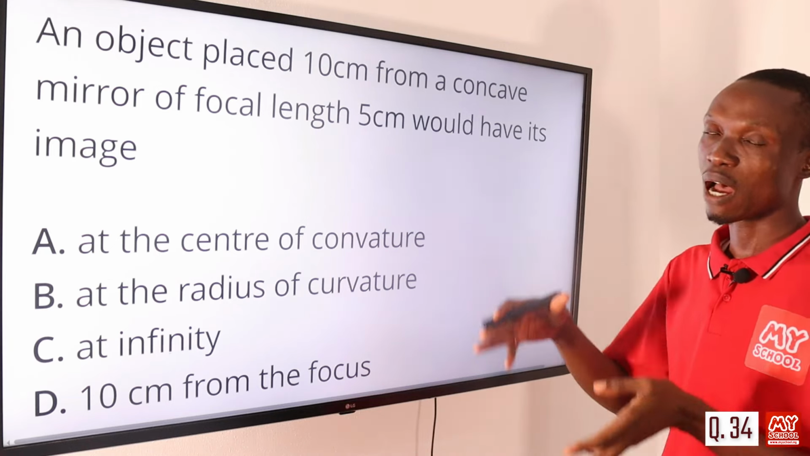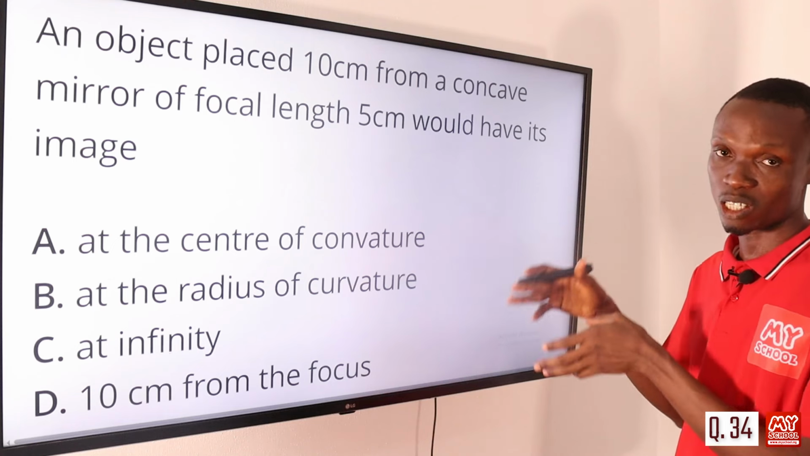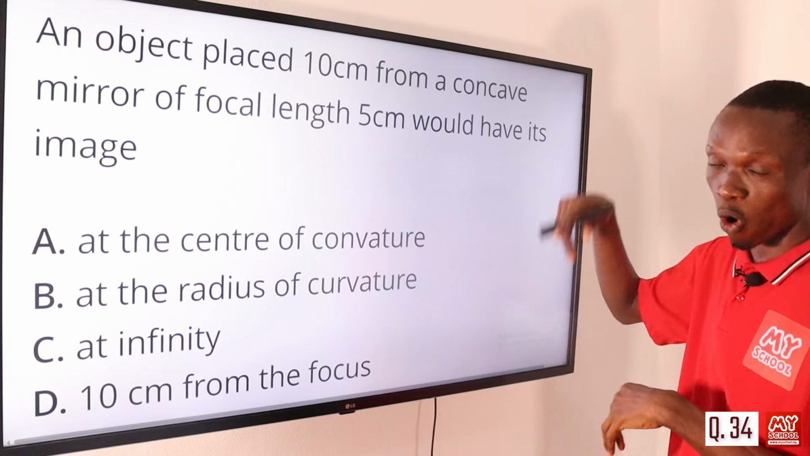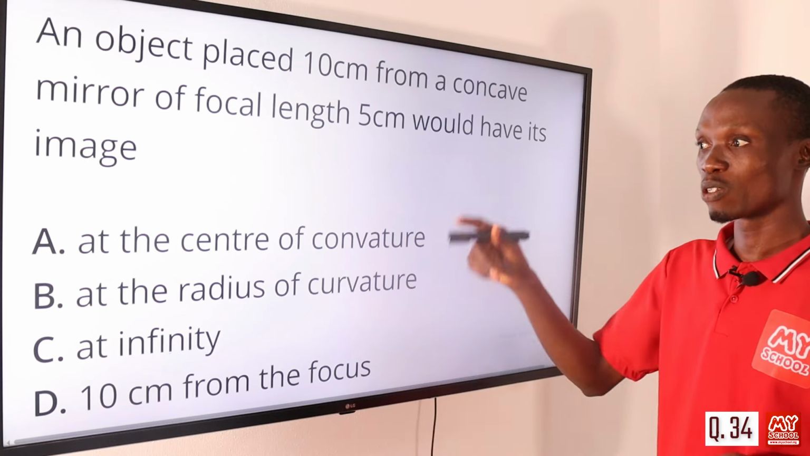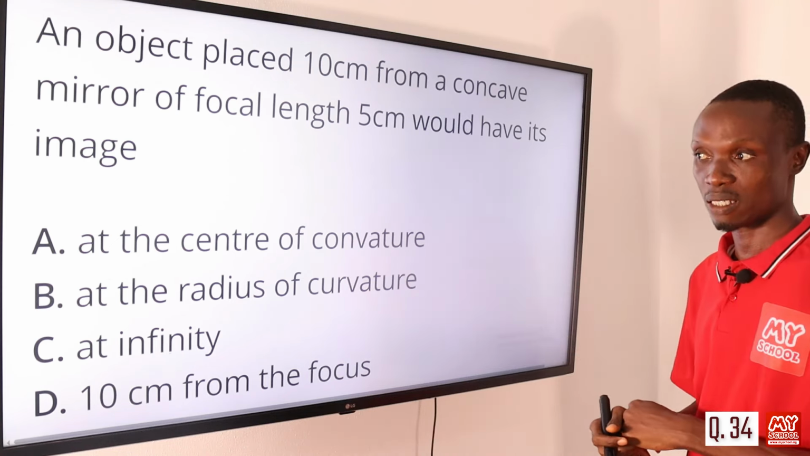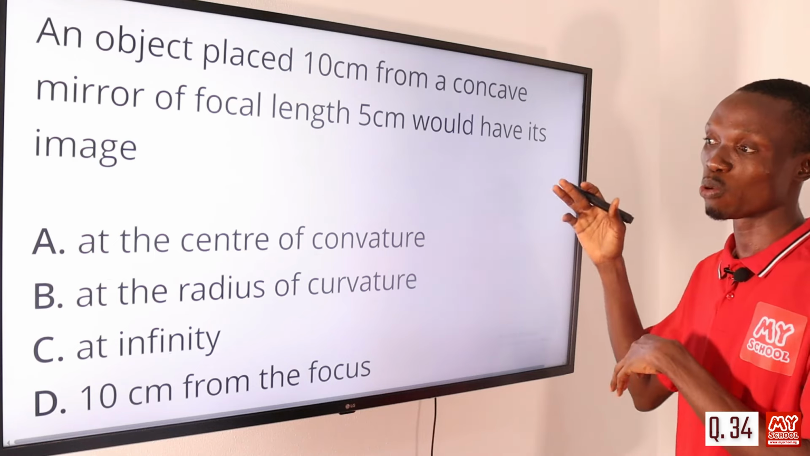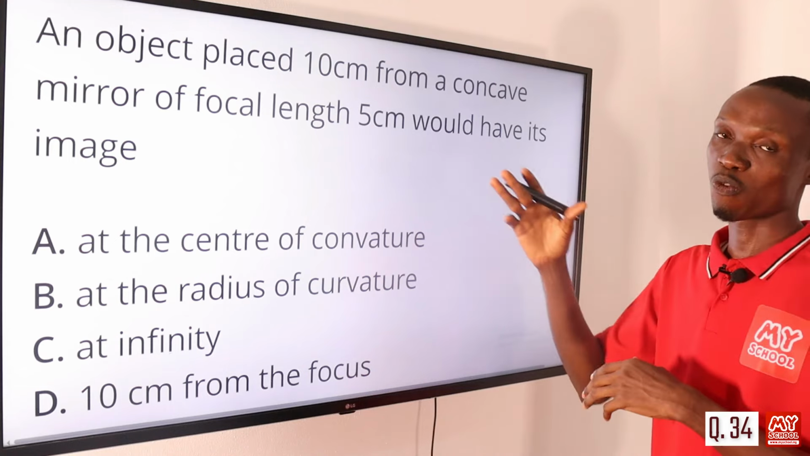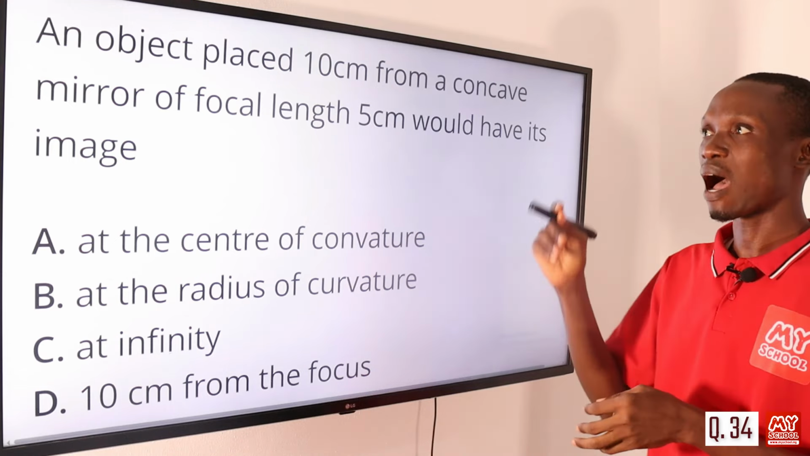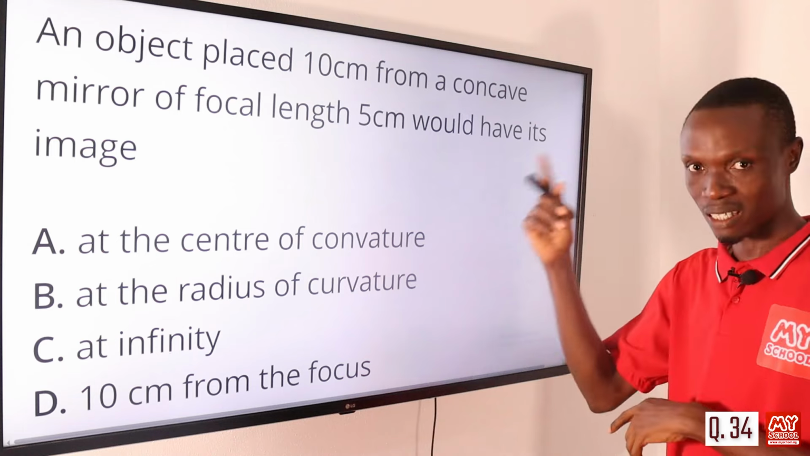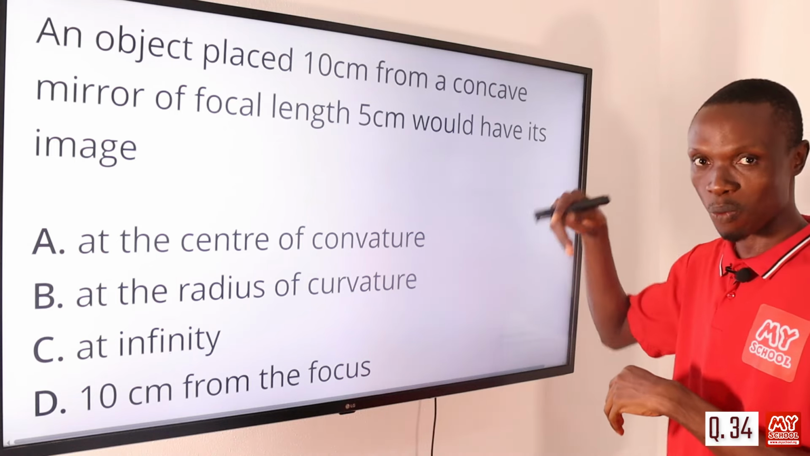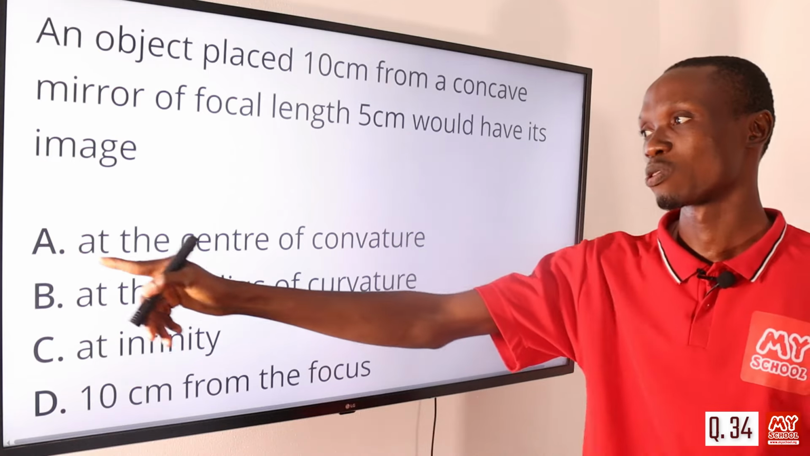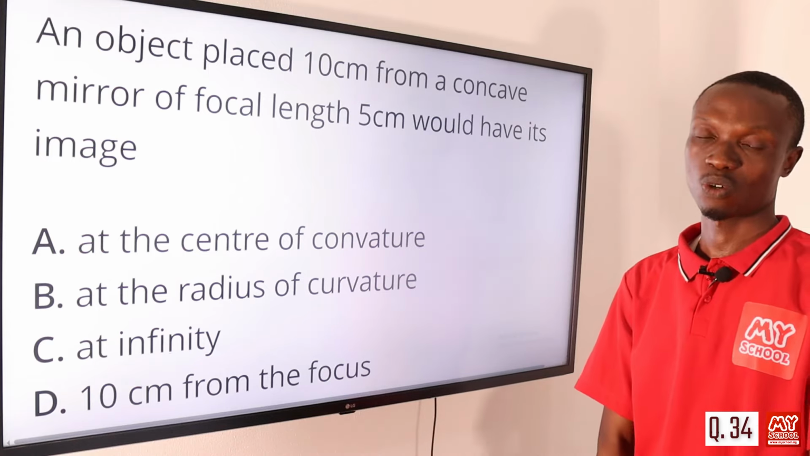So when the object is placed at the center of curvature, the image will also be formed at that same point. So that makes option A the correct answer to this question, meaning the image will be formed at the center of curvature. Why? Because the center of curvature is equal to 10 centimeters and the object is placed at 10 centimeters. So the image will be formed at that same point, which is at the center of curvature. So that makes option A the correct answer to this question.